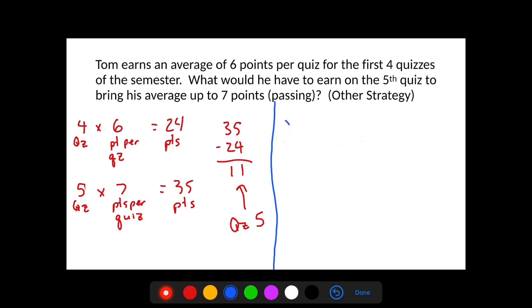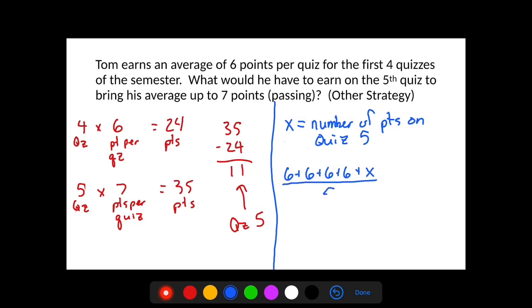We can use algebra as well. Let's set x as the number of points on the 5th quiz. Then we can use our average formula where we interpret the first 4 quizzes each as 6 points and the 5th quiz as unknown, and we know we're going to have a total of 5 quizzes, so divided by 5, and we know we want the average to be 7. So we can add up the 6s and get 24, multiply both sides by 5 to get 35 on the right, and then continue with our algebra to get x is 11, or the number of points on quiz 5 is 11 points.